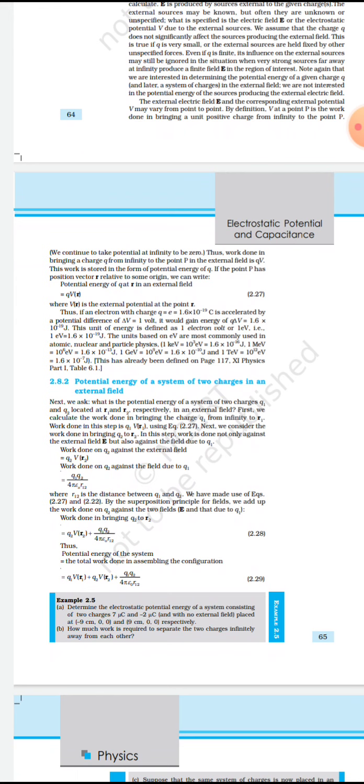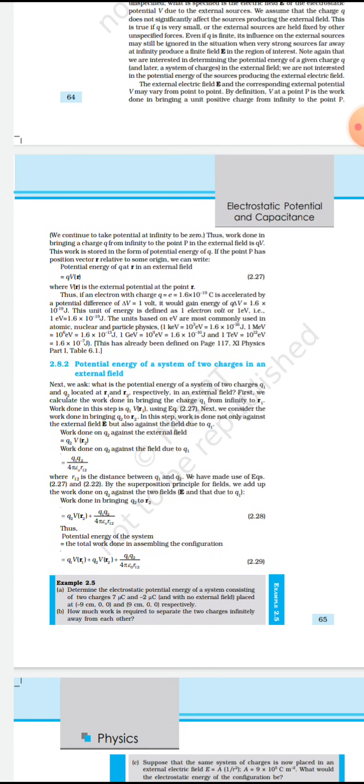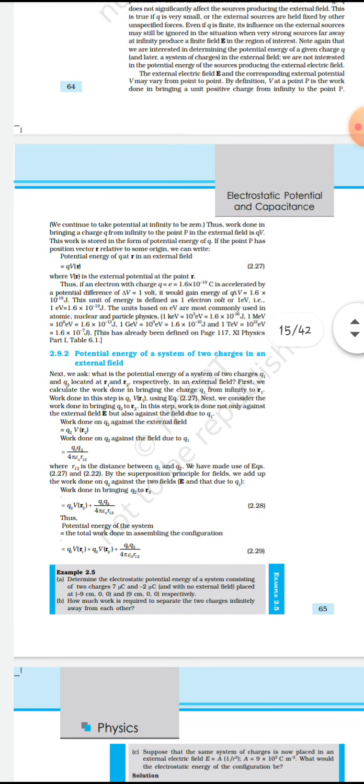So if an electron with charge q equal to e, which is 1.6 × 10^-19 C, is accelerated by a potential difference of 1 volt, that is if delta V is equal to 1 volt, then 1.6 × 10^-19 C is the electronic charge it has.